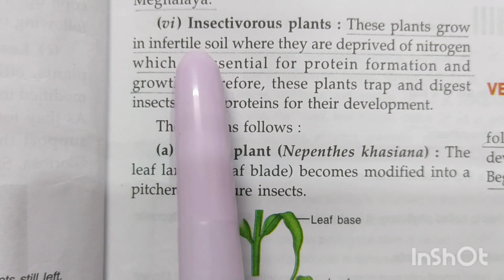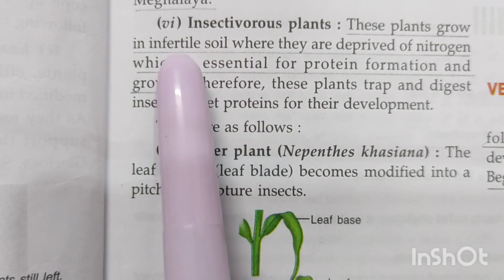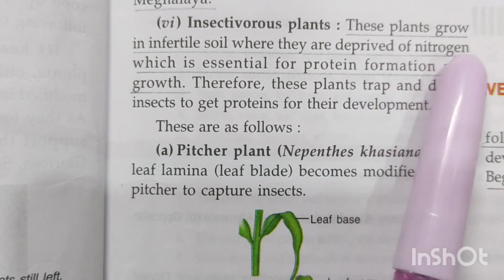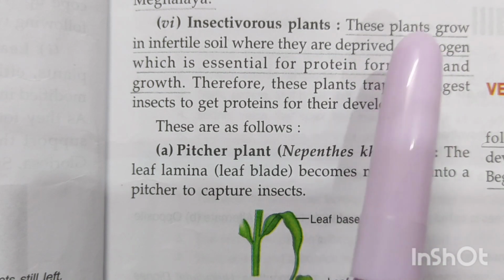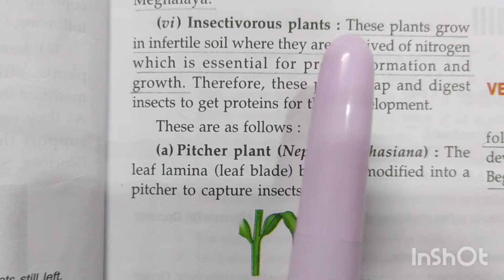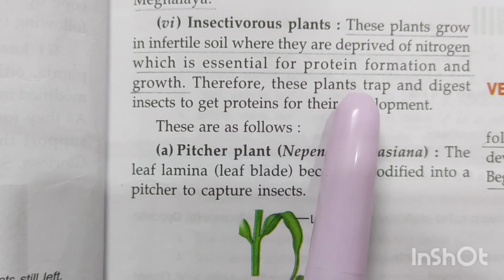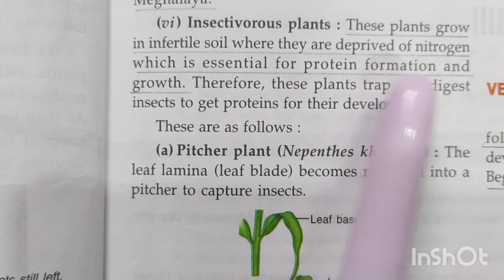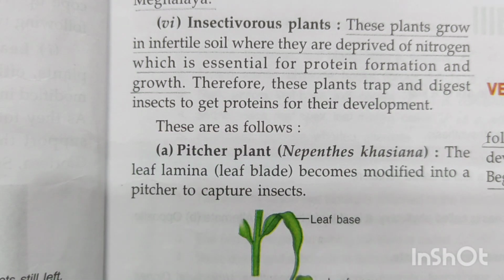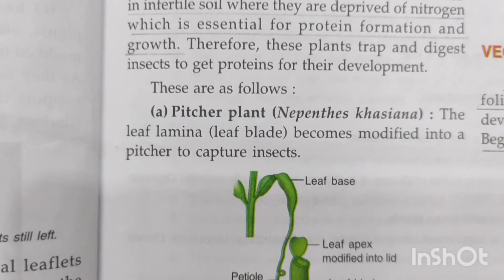These plants grow in infertile soil. Now infertile means which does not have a lot of fertility. So they do not get a lot of nitrogen, which is very, very important for making proteins in the plant. So what do they do? They start eating insects, and from the body of the insects they get what they require. Now the first one is the pitcher plant.